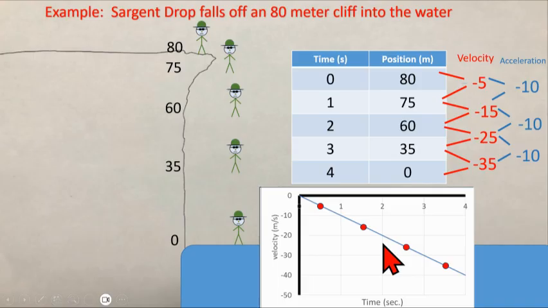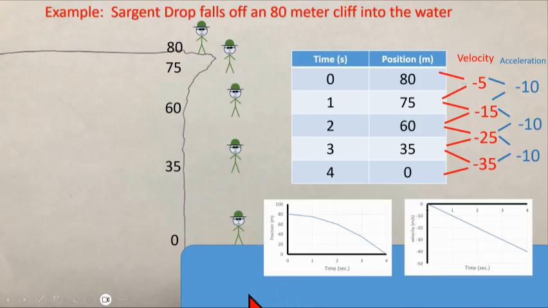The slope of this line ends up being rise over run, which is -40 over 4, or -10, exactly the same number we got here. The downward slope means you have a negative acceleration, and the fact that this line is below 0, you can see all these values are below 0, means you have a negative velocity.